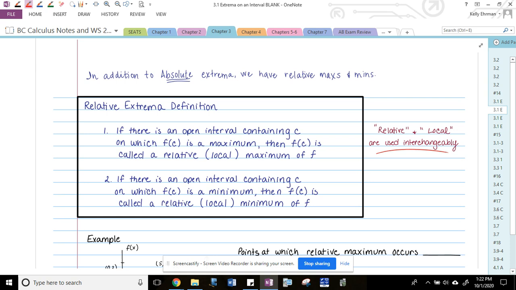If there's an open interval containing c on which f of c is a minimum, then f of c is called a relative or local minimum. So all this is saying is we're not talking about the endpoints. But if you've decided that a value on an interval between the endpoints is a max or a min, then it's got to be a relative max or min. Relative max or min, remember, is just where you change from increasing to decreasing or vice versa on a function.